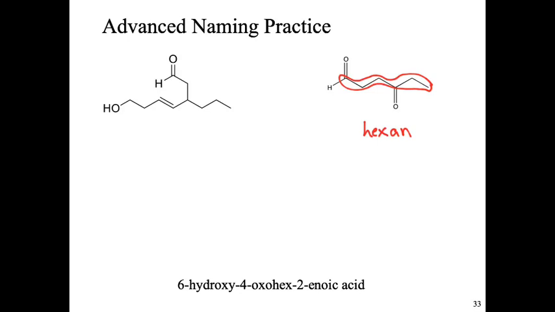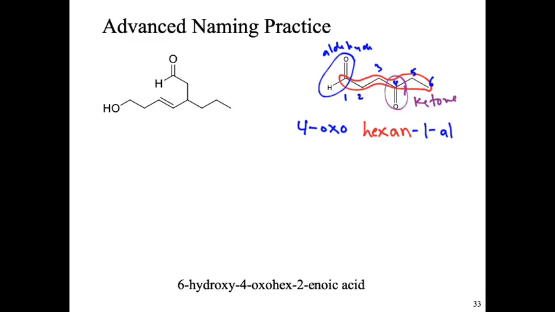What is our highest priority functional group? We have an aldehyde, or a ketone. You all correctly said aldehyde, so hexane, officially 1-al. The ketone gave away the numbering. The aldehyde was the highest priority, so it gets the lowest number. 1, 2, 3, 4, 5, 6. 4-oxo hexane 1-al.